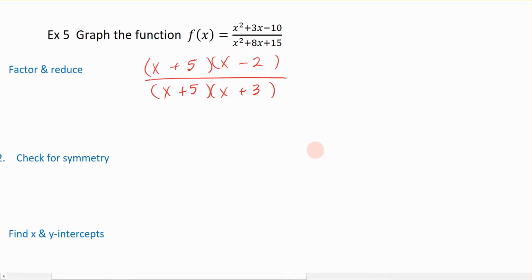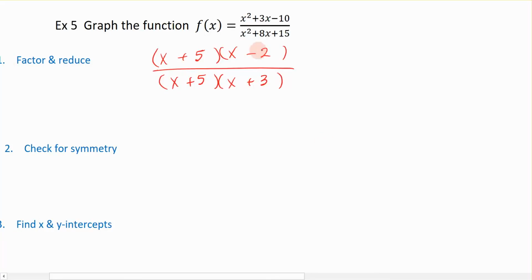I want to stop here and remind you about one thing though. When I have my function factored like this, what if I were to ask you, what's the domain of this function? Well, it helps when I'm talking about the domain to take the denominator. The domain is all about what values are allowed in the denominator. Since my denominator is already factored, it's easy to say x can't be negative 5, and x can't be negative 3.